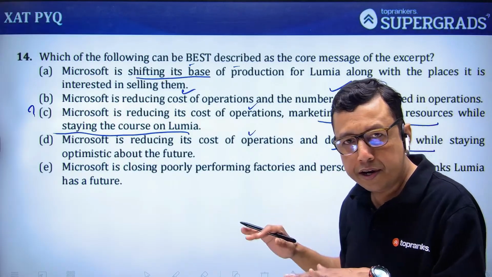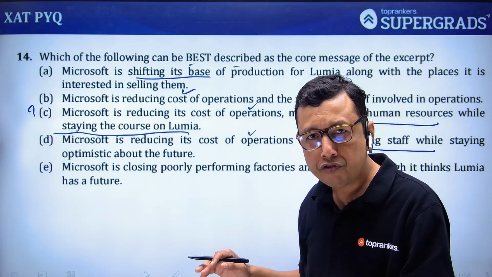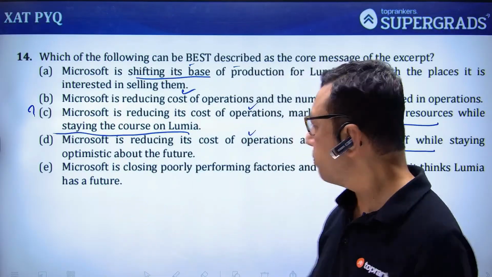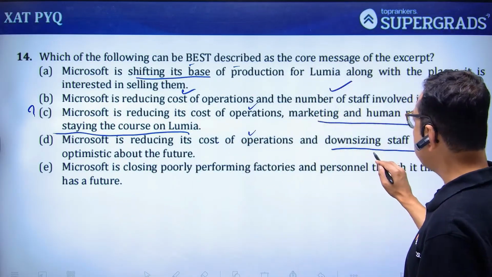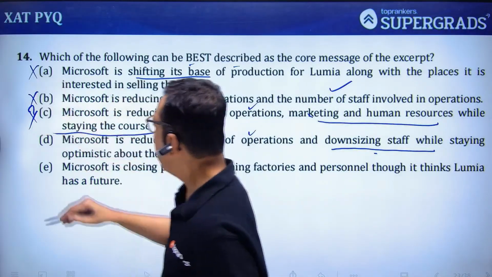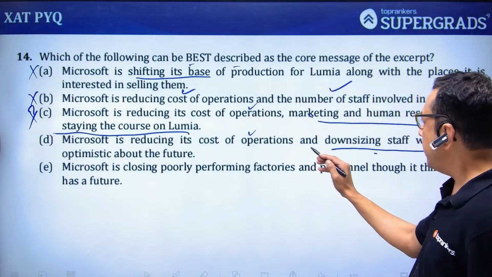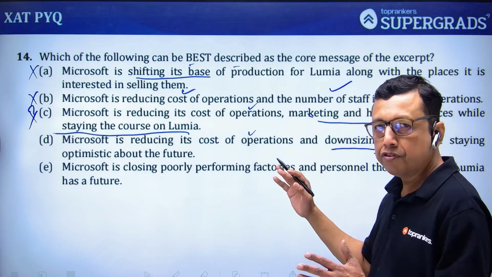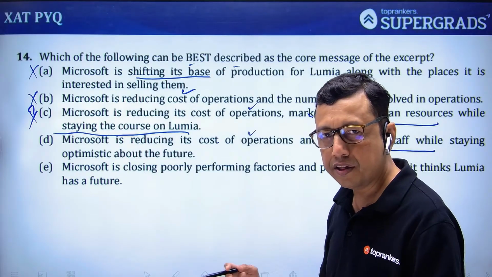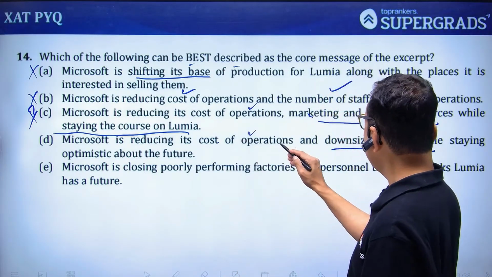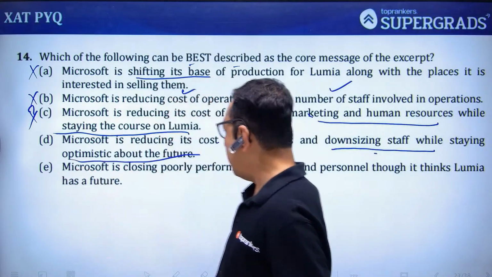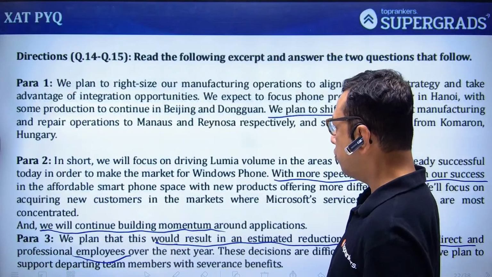Is it only reducing the cost, or is it clearly downsizing? What is given in the passage? It's clearly given in the passage that it's reducing cost and downsizing, which is not indicated in C. Therefore, C is wrong, A and B already eliminated. D properly puts all the messages, or parts of the messages, together that are there in the excerpt, right? Cost of operations, downsizing while staying optimistic about the future, right? Is it true? Yes, this is also true.